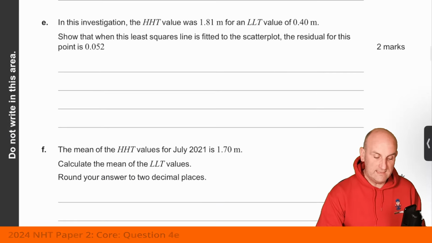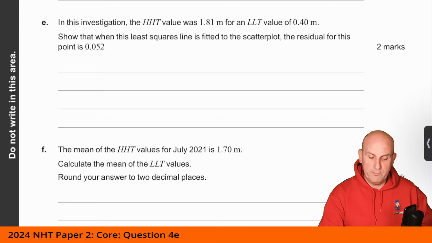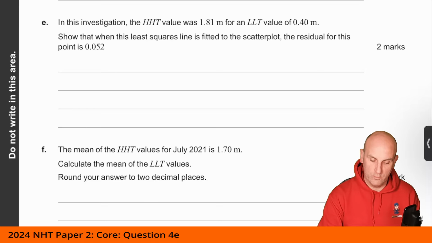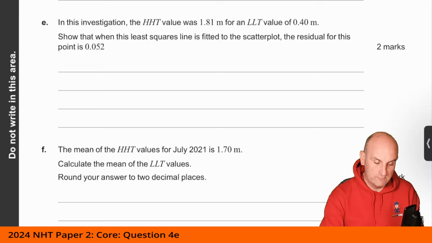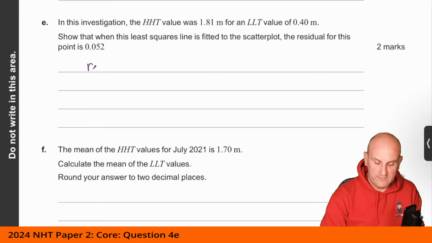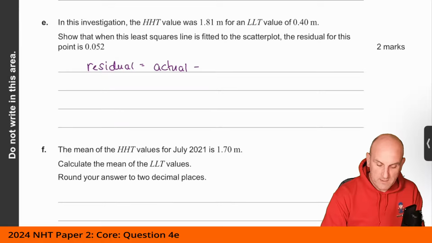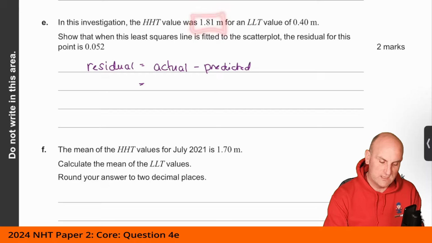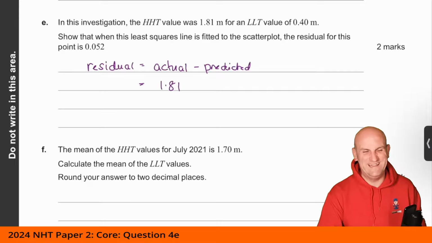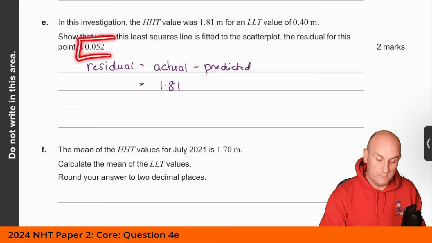Now, in this investigation, the HHT value was 1.81 for an LLT value of 0.40. Show that when this least squares line is fitted to the scatter plot, the residual for the point is 0.042. Okay, so residual. Automatically, I wrote down here that the residual is equal to my actual value minus my predicted value. Now, the actual value they've given me is 1.81. And when I did this initially, I was like, oh, that is a bit weird. I didn't pick up on that. I actually used the 0.052. But again, it just didn't make any sense.